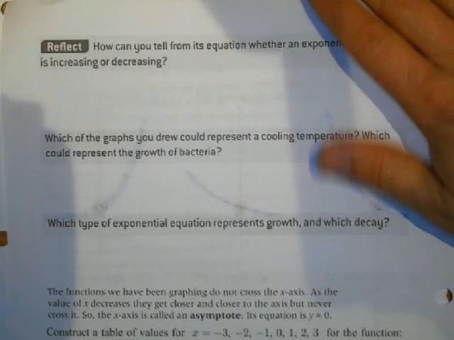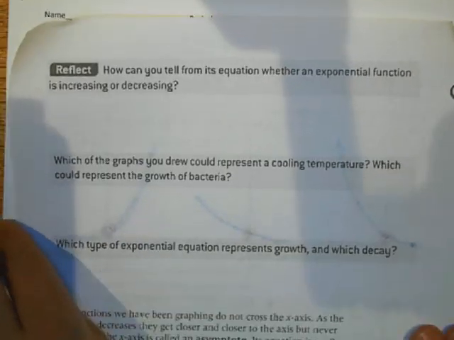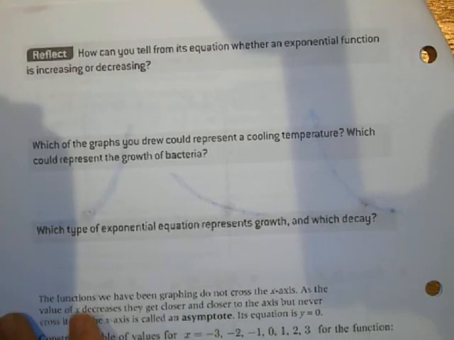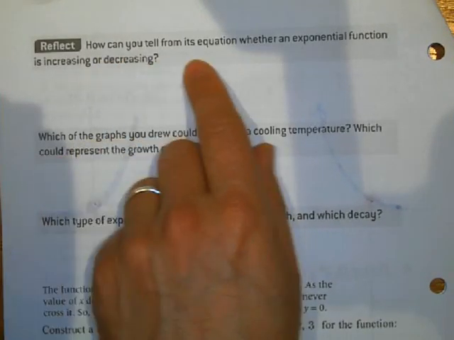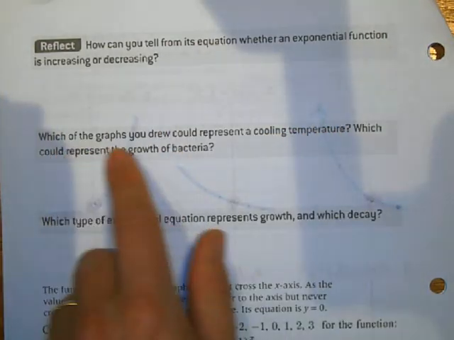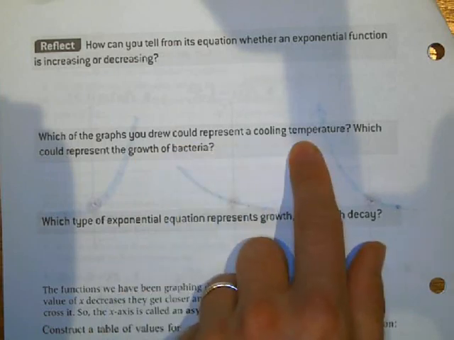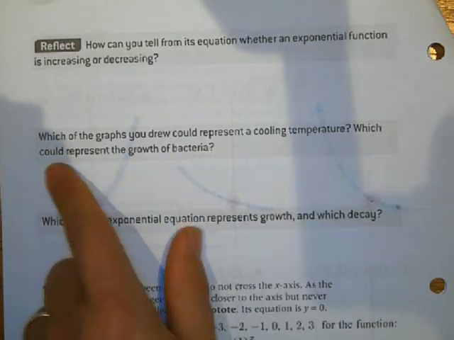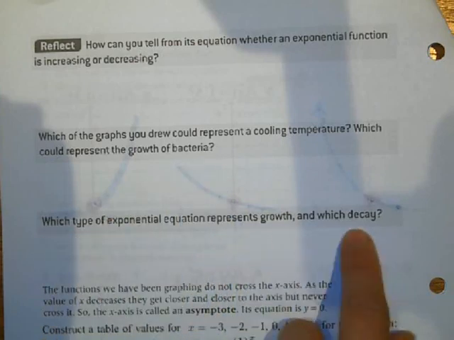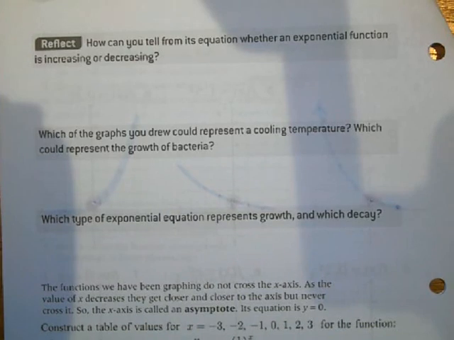Okay, so before you just simply copy these answers, it's very important that you try to answer these questions on your own, and then check your answers. Let's read these questions. How can you tell from its equation whether the function is increasing or decreasing? Which of these graphs that you drew could represent cooling temperature? Which could represent growth? Which type of exponential equation represents growth and which one decay? You may want to hit pause to think about these.